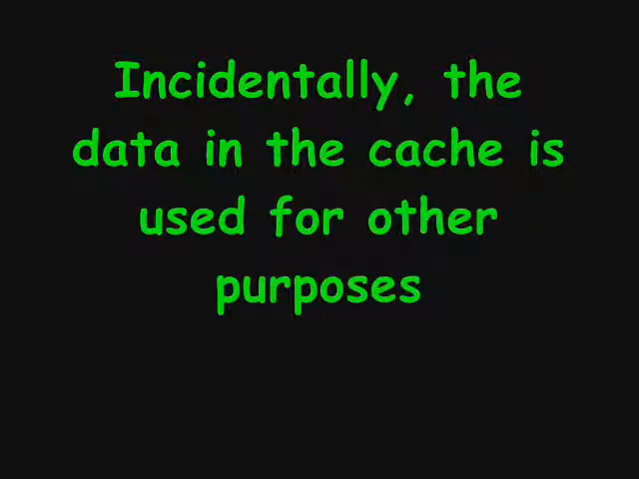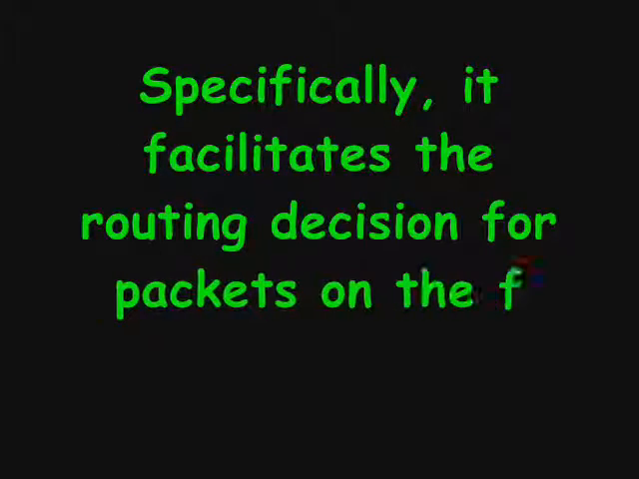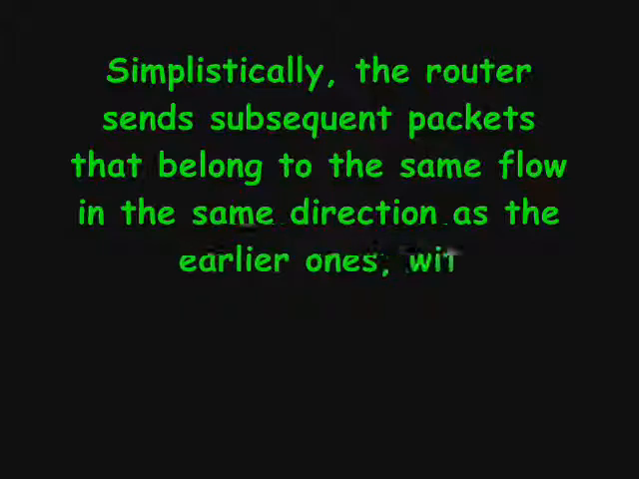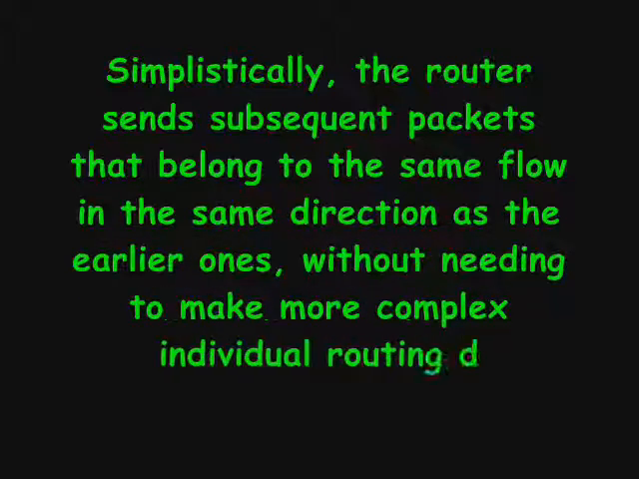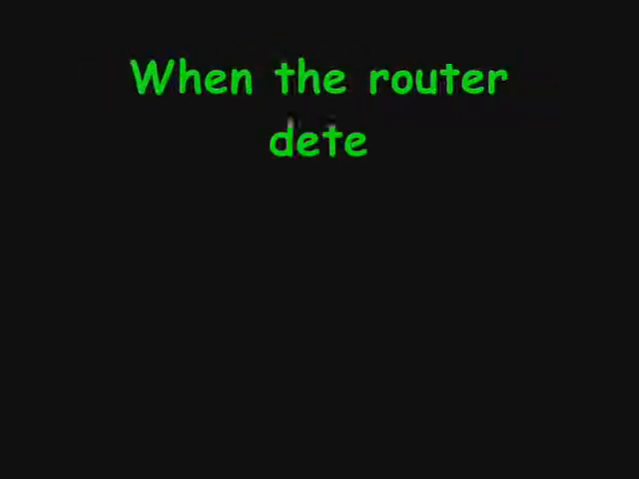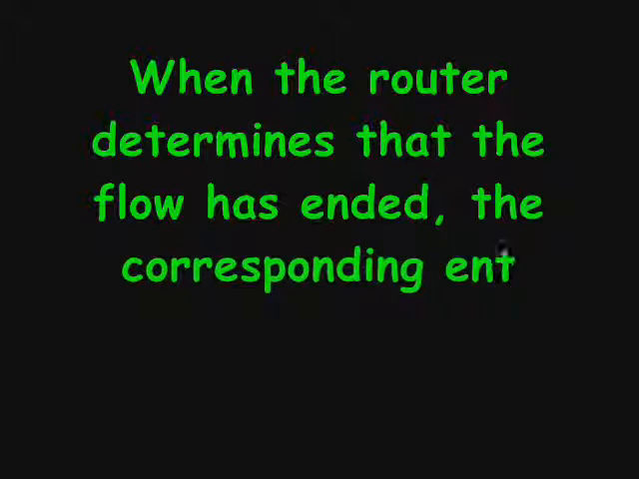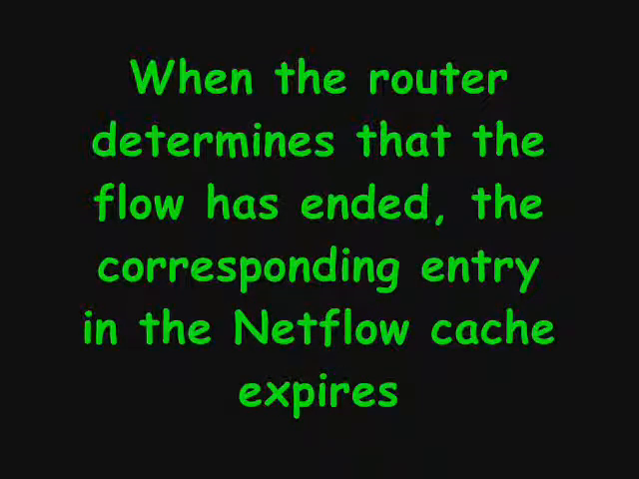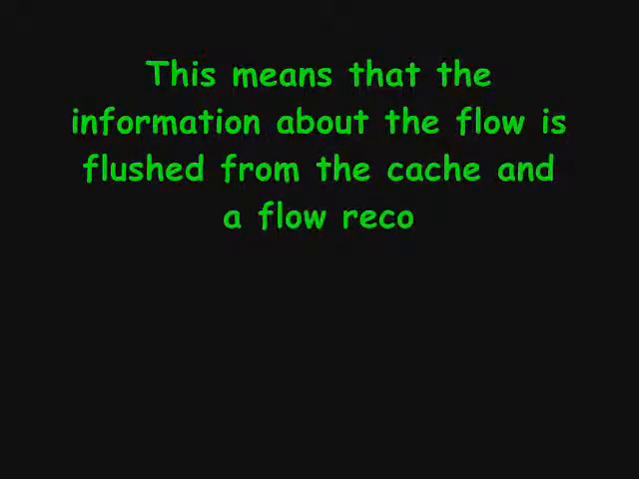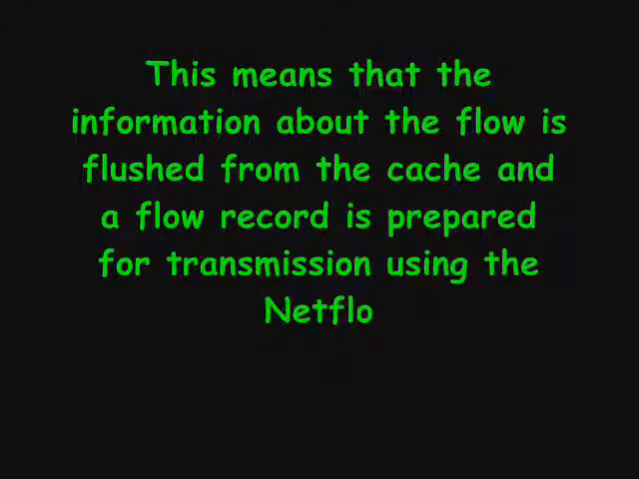Incidentally, the data in the cache is used for other purposes. Specifically, it facilitates the routing decision for packets on the flow. Simplistically, the router sends subsequent packets that belong to the same flow in the same direction as the earlier ones, without needing to make more complex individual routing decisions for each packet. When the router determines that the flow has ended, the corresponding entry in the Netflow cache expires. This means that the information about the flow is flushed from the cache and the flow record is prepared for transmission using the Netflow protocol.